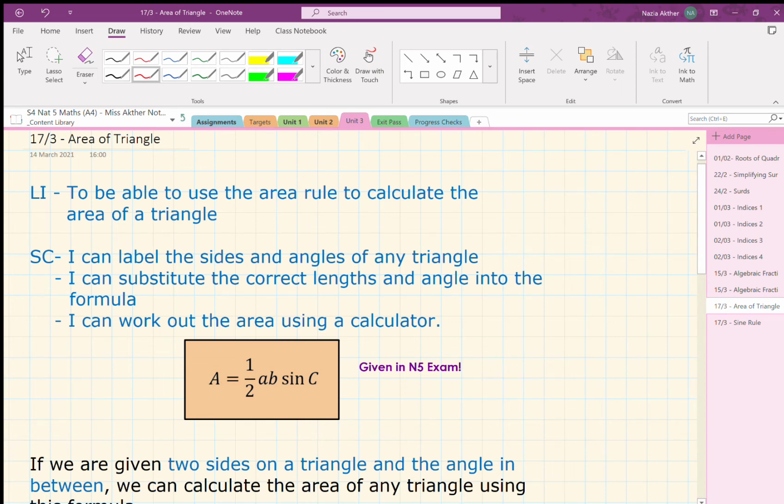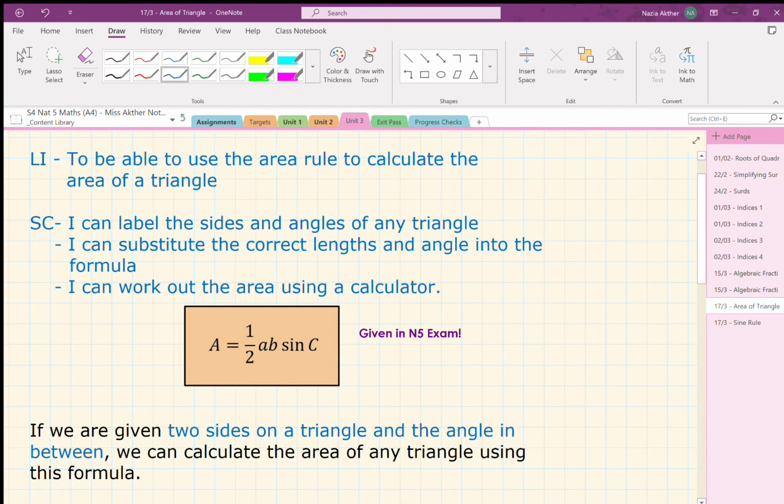This formula is given in the exam in the formula sheet, so you don't need to remember this, but you do need to know when to use it and how to use it. So when do we use this formula? Well, when we are given the length of two sides on a triangle and the angle between those two sides, we can calculate the area of any triangle using this formula.